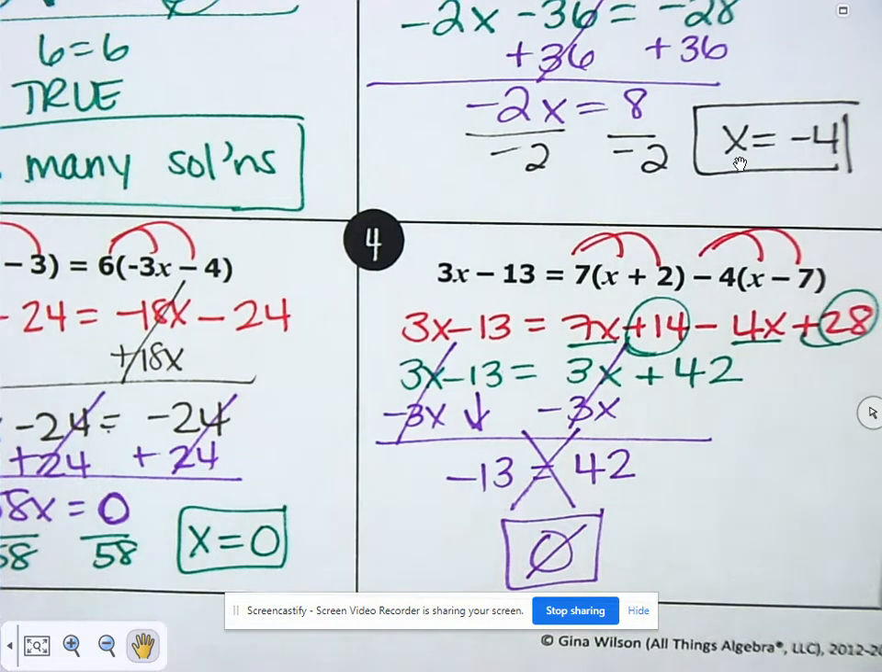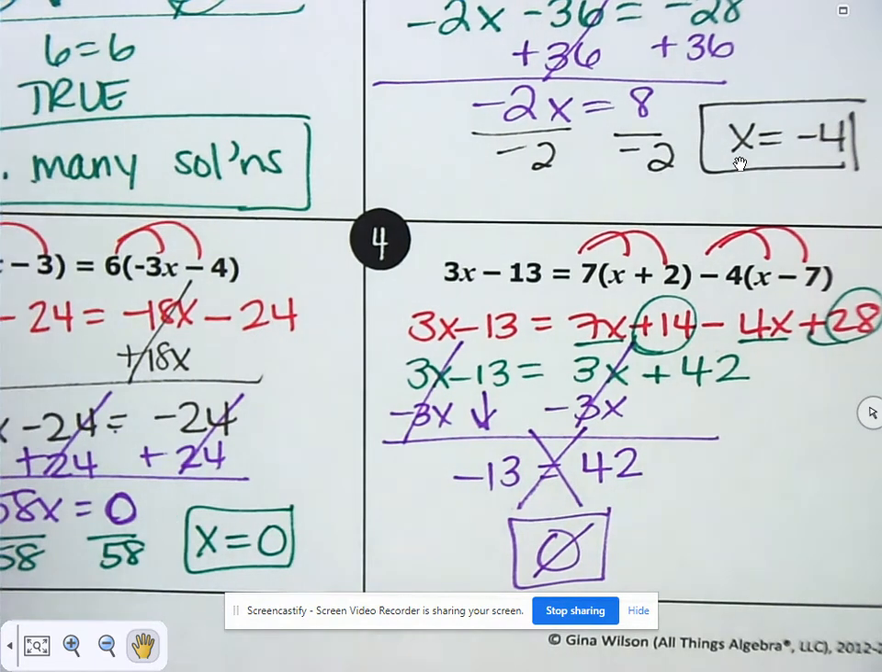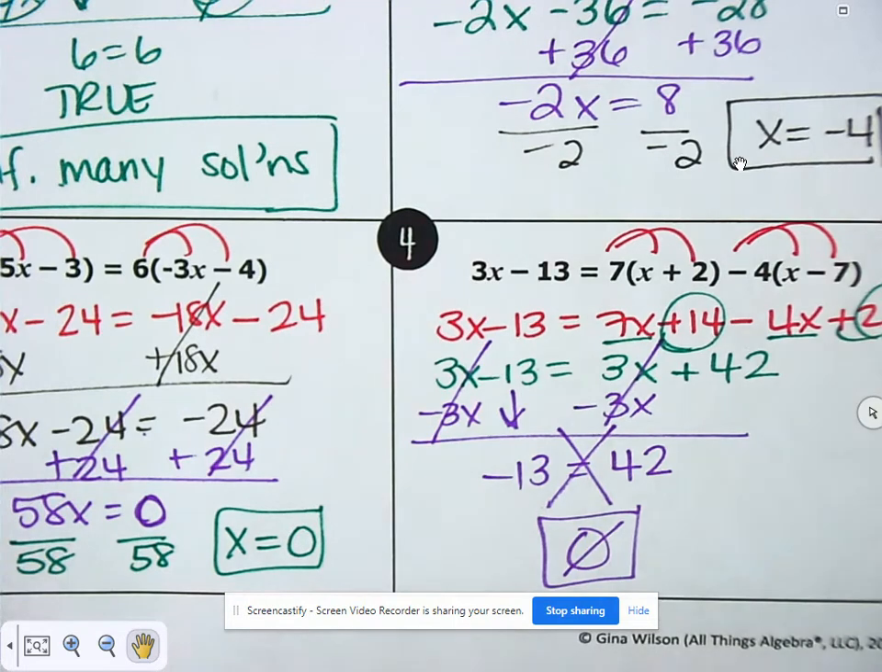Super short, super sweet notes today, but everything applies to the same set of notes that we've been doing on just solving equations in general. Okay, you did turn in your worksheet today, so you do not have homework. You do have a quiz on all equations on Friday, so make sure you're looking over those each night. Okay, see you all tomorrow.